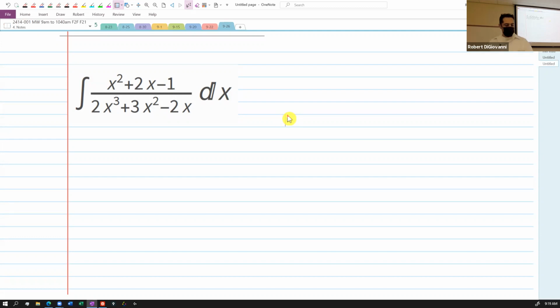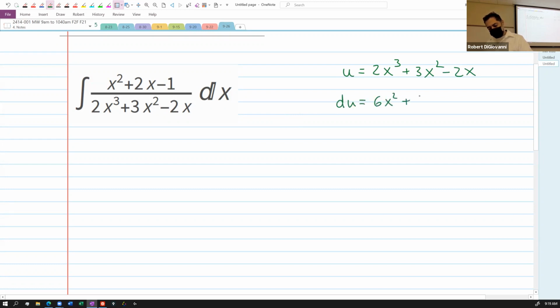Maybe. Let me check it real quick. I don't think it's going to work. Do you understand what I'm saying? Because it's cubic on the bottom, if I grab the whole thing, maybe if I take its derivative, it's 6x squared plus 6x minus 2 dx. Is that what the numerator is?